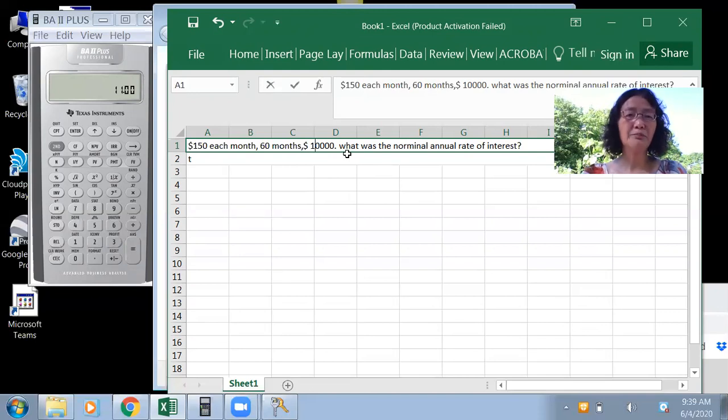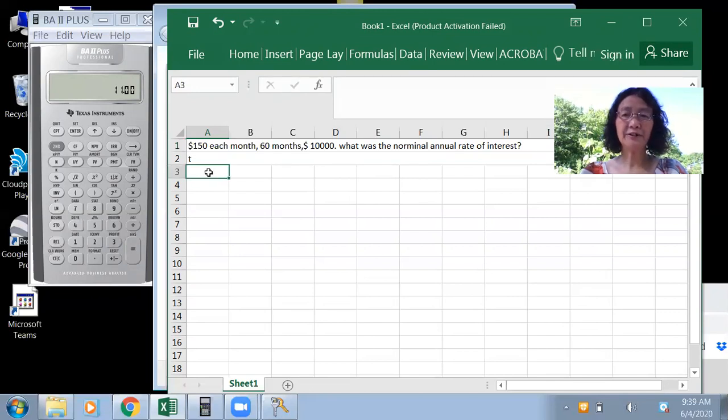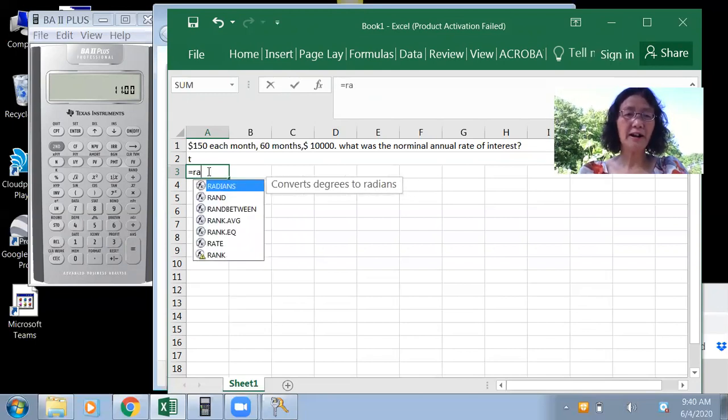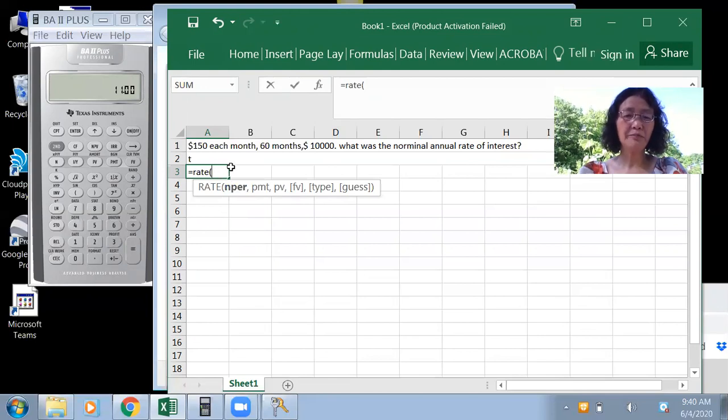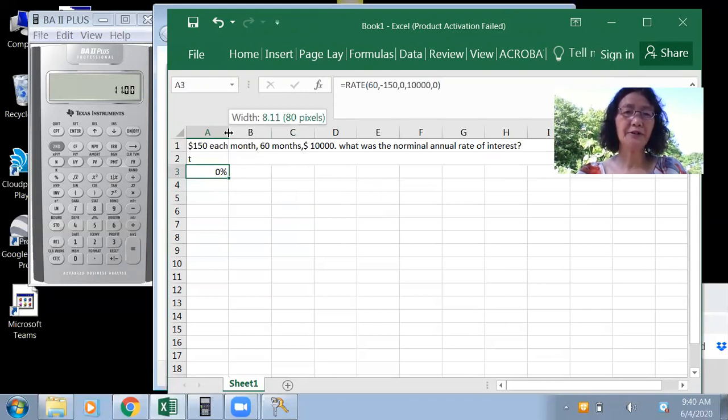So method one, I will use Excel, since the Excel is right in front of you. I'm going to use the Excel RATE function. The number of payments NPER is 60, PMT is negative 150, PV is 0, future value is 10,000, and type is 0.